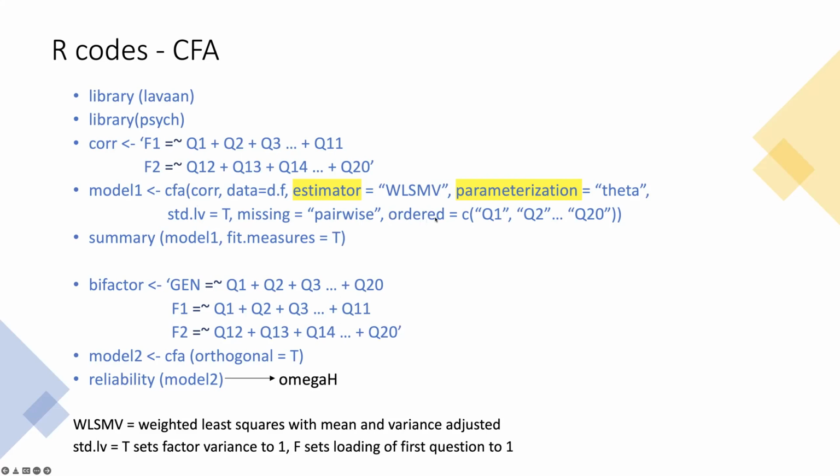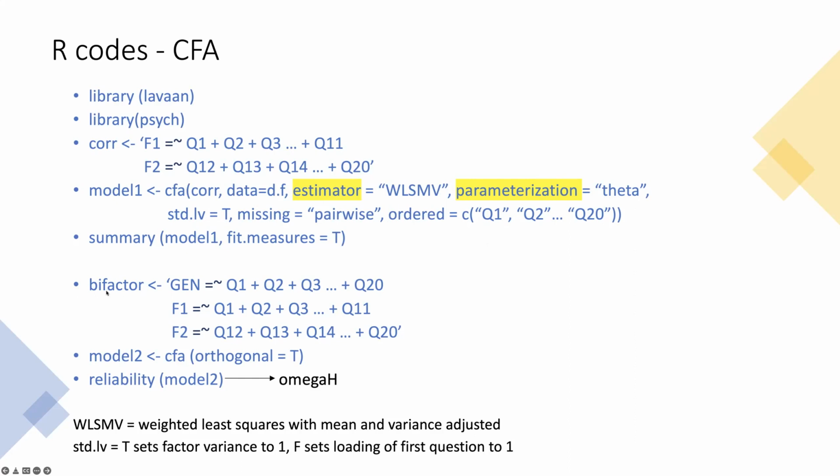And here I put in something extra called ordered. If your questions are continuous, you don't need this. But because all my questions are categorical, I tell R that they're ordered categorical, so 0 being the lowest level to 3 for my questions. And then you can just get a summary. You get all the statistics. You also get, so fit.measures here means you'll get the fit statistics that I talked about earlier, the absolute and incremental fit. And then you also get the loadings, the factor means, factor covariance, and then the thresholds. You'll get all that information once you just put summary.